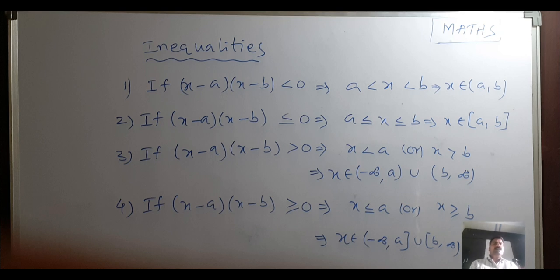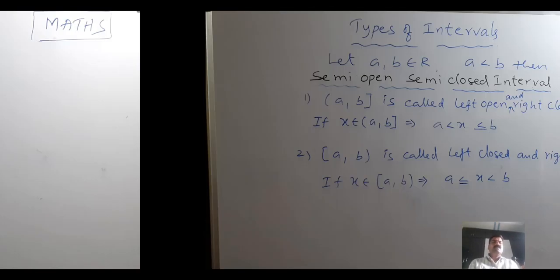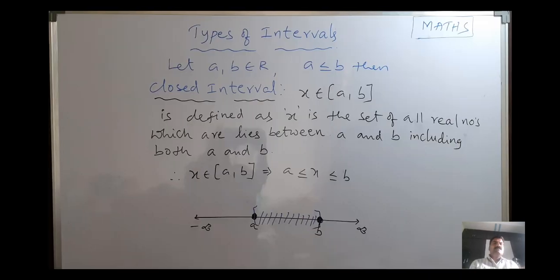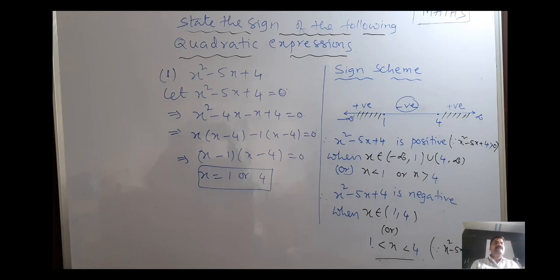Okay. Now let us discuss the sign of the quadratic expression. So, for example, question number 1. State the sign of the expression x square minus 5x plus 4. See, it's an algebraic expression. We have not equated it to 0. If you equate it to 0, then it is considered an equation. Right now it is an expression.